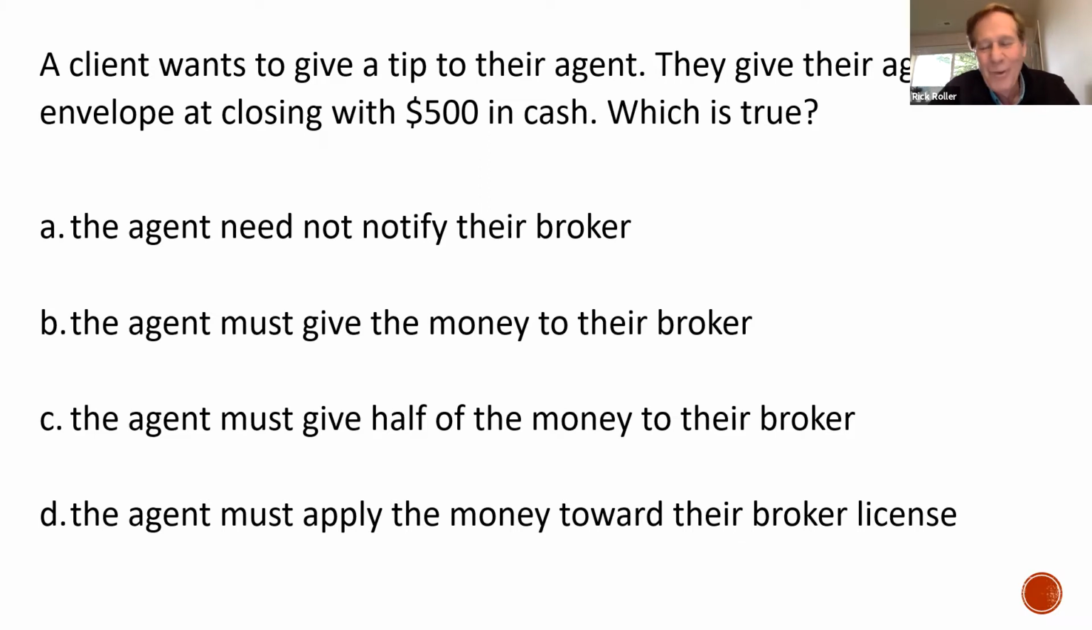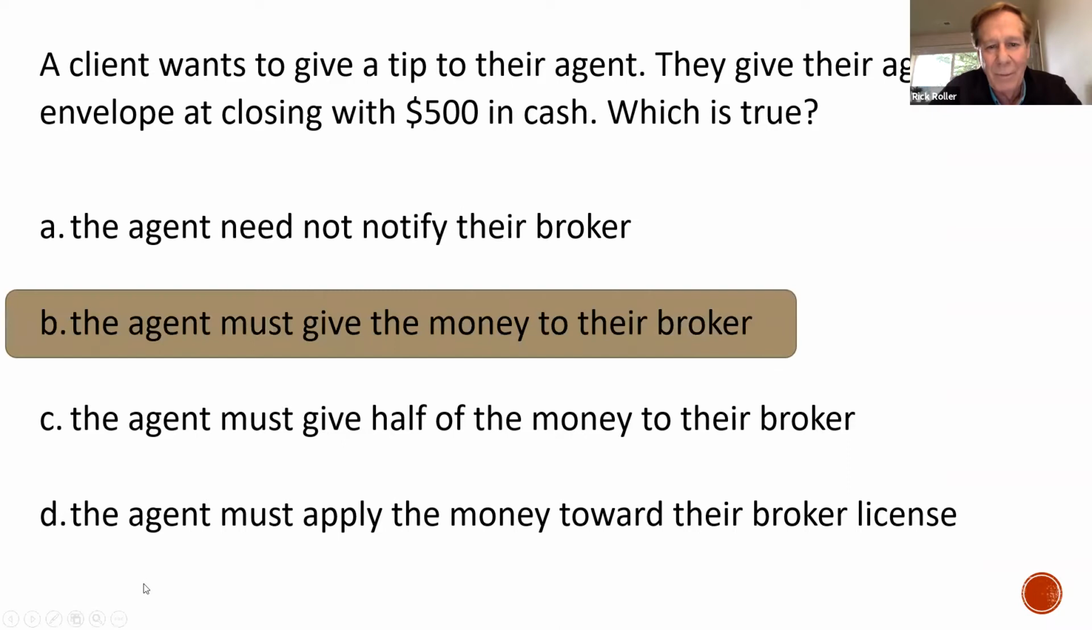Well, what you spend your commissions on is totally different, and bonuses, the same thing, but D doesn't work. C doesn't work. I mean, you may be on an 80-20 split, so why would you have to give them half? The correct answer here, of course, is B. The agent must give the money to their broker.